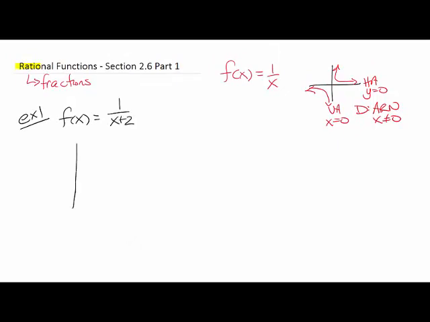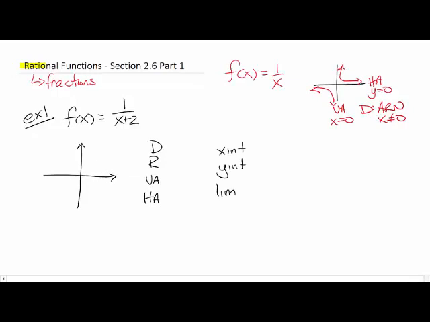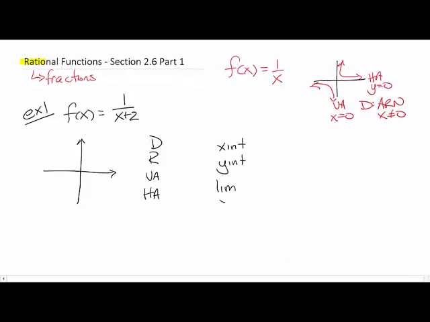Now 1 over x plus 2, we're going to be asked to graph this. We're going to be asked to talk about the domain, potentially the range. We're going to be asked to talk about our two asymptotes, vertical and horizontal. We're also going to be asked to talk about y and x intercepts. Related to horizontal asymptotes, we're going to have to discuss our limits as x approaches negative infinity of f of x, as well as our limit as x approaches positive infinity of f of x.